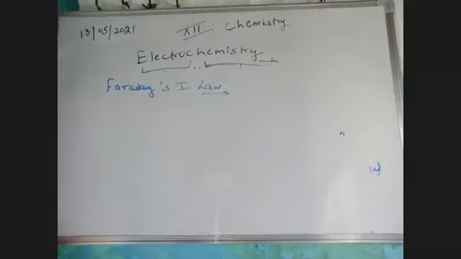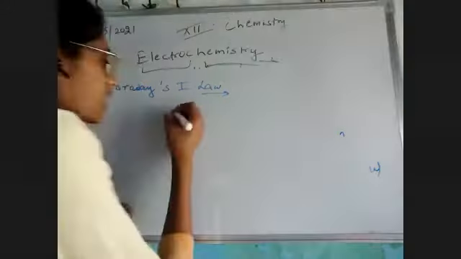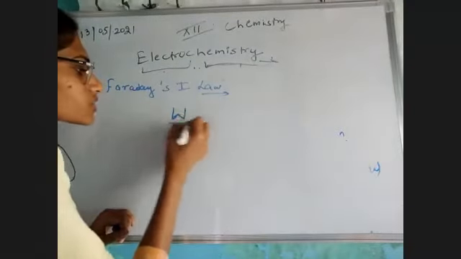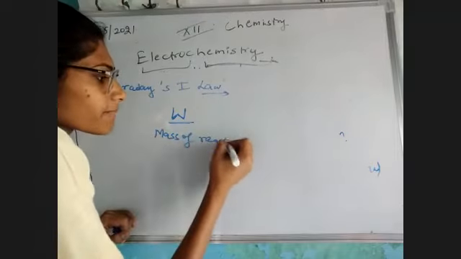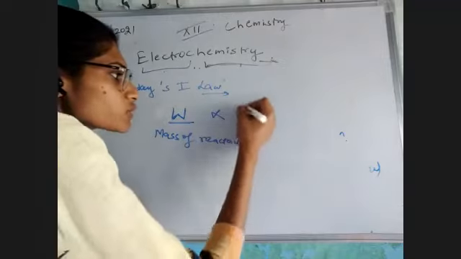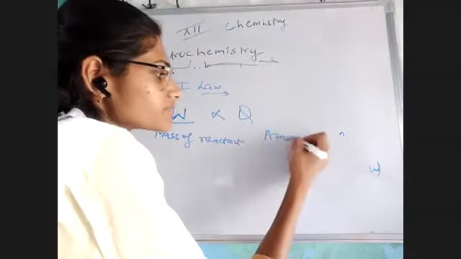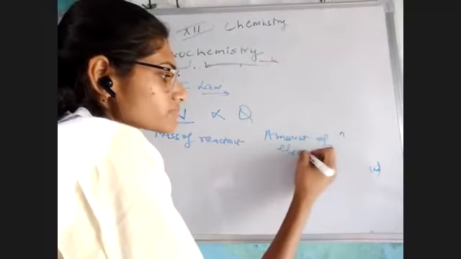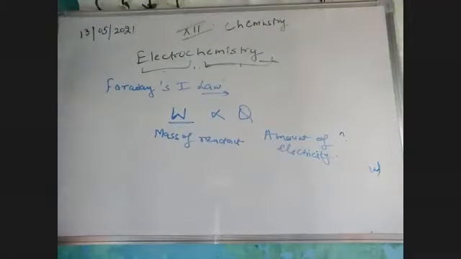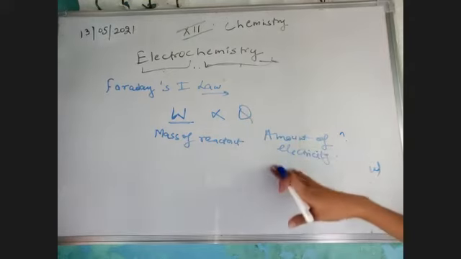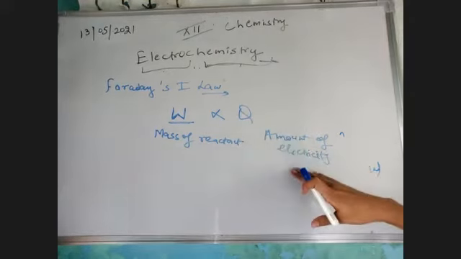So the first law of Faraday is defined as the amount of chemical reaction, and hence the mass of reactant, is directly proportional to the amount of electricity passed to it. Let me define it again very well. The amount of chemical reaction and the mass of any substance deposited or liberated is directly proportional to the quantity of electricity.